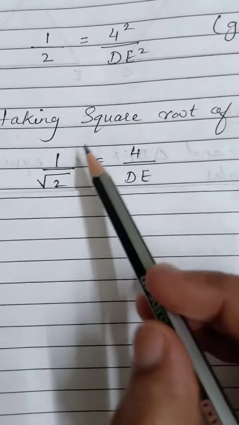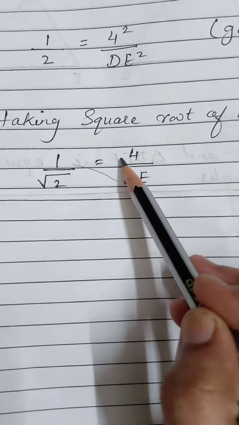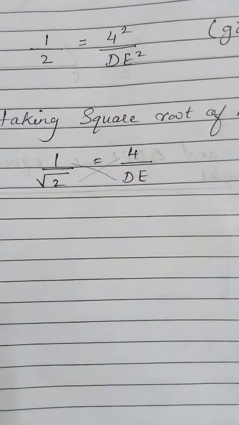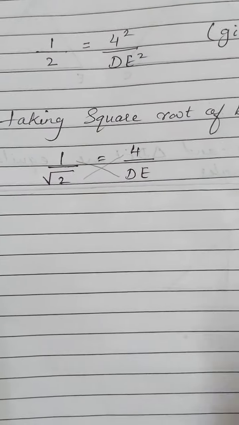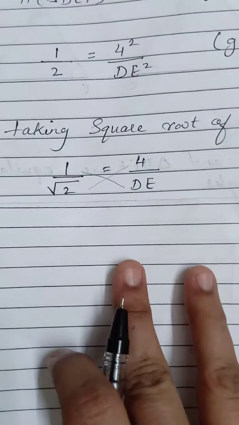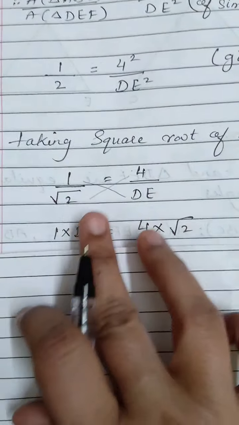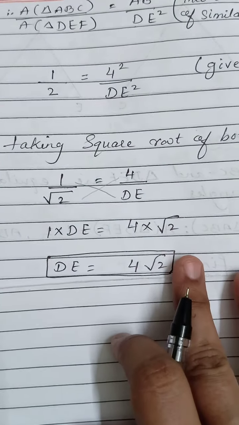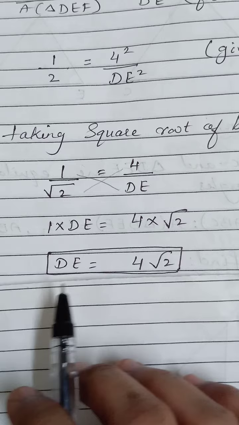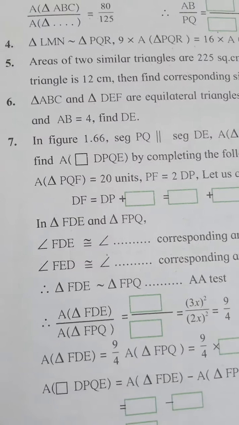After this we have to do the cross multiplication. So this 1 will be multiplied by DE and √2 will be multiplied by 4. So DE ones are DE and 4 into √2 will be 4√2. So we have got the value of DE is equal to 4√2.